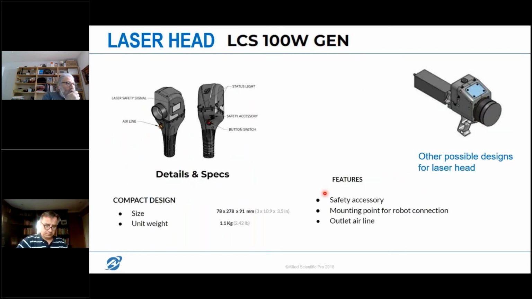Here are some features of the laser head. You have an air line to clean the surface. You can blow some air there. There are laser safety signals and some interlock and button switches, so in case something happens, you could shut off the radiation. In this case, the laser beam is perpendicular to the body of the laser head. You can also have another design where it acts like a flashlight, so the beam and the body are parallel. For some applications, this will be easier to get into tight spaces.